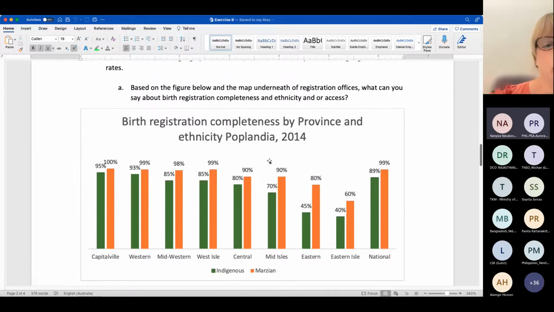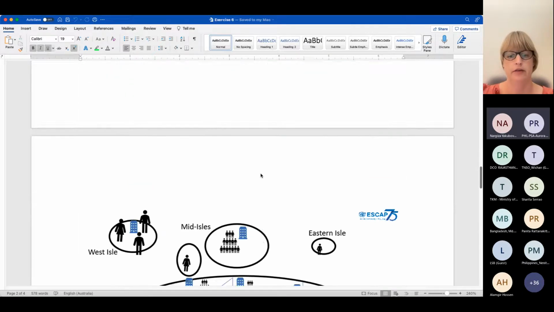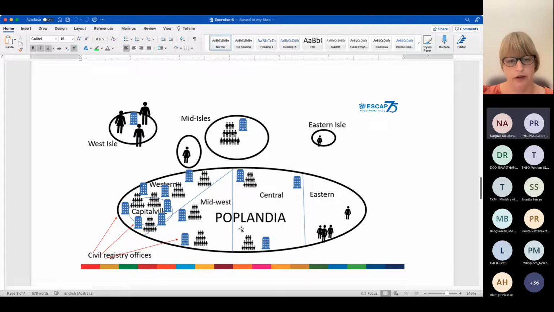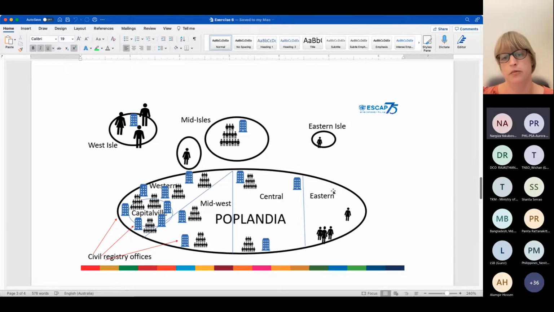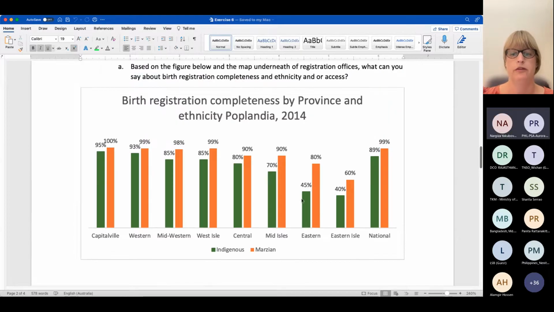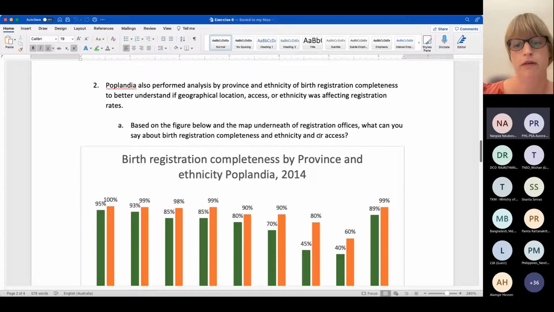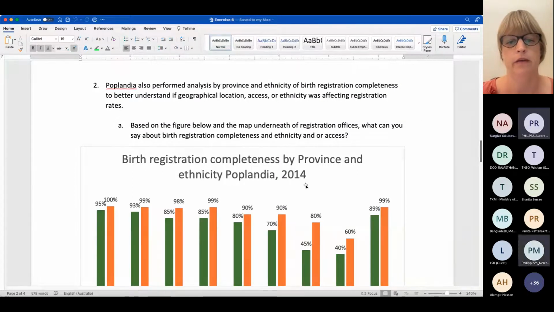So here are their findings by province and ethnicity. And then again, here's the map that you saw from the lecture, similar in terms of where the registration offices are located. So, for example, if you looked at the Eastern province, do you see a difference between ethnicity? Is the low rate of registration just access issues, having no offices, or are there maybe other cultural factors playing in? So have a think about that, look at the map, look at the graph, and then you can post your thoughts on the Jamboard for question 2.